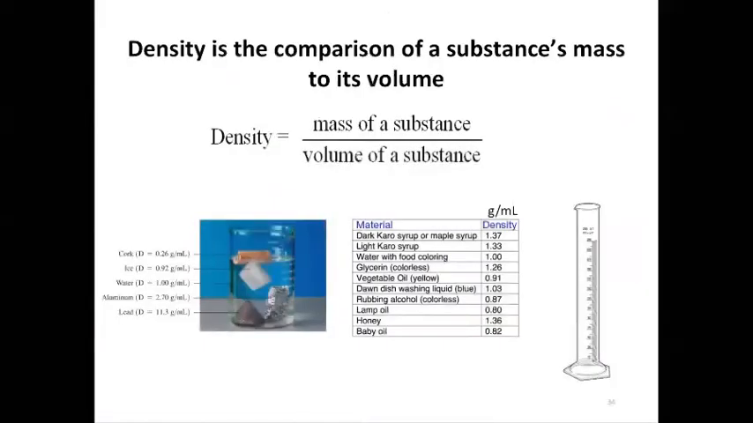Now, there is a property of matter that is known as density that compares those two things. Density can be given by the equation that you see illustrated here, where the mass of a substance divided by the volume of the substance is the density. When it comes to density, we need to understand it conceptually, and we can understand it mathematically.